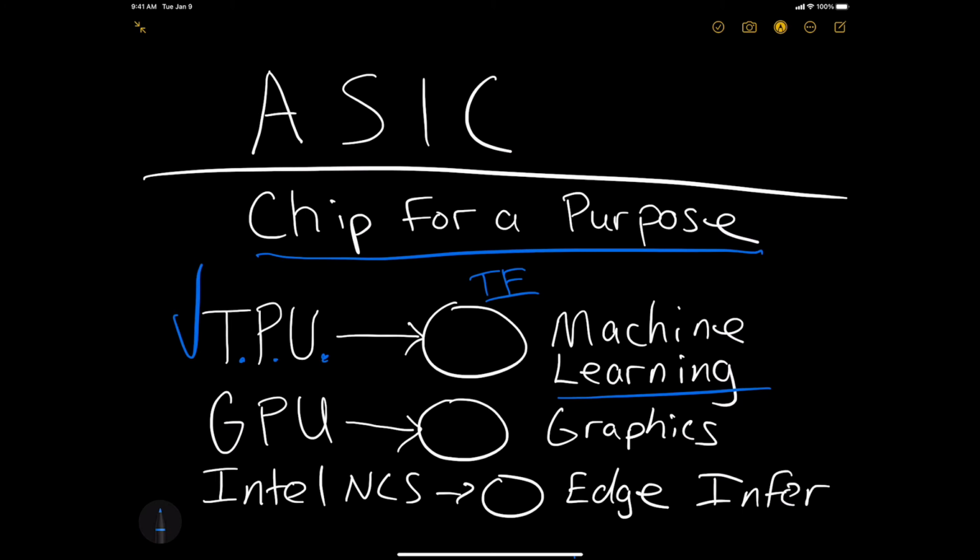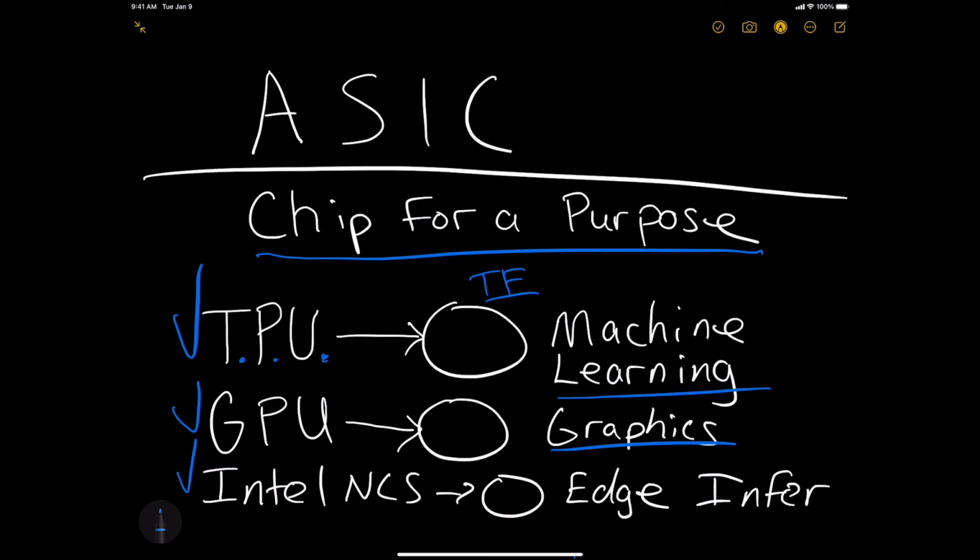Another example of an ASIC would be a GPU. So a GPU is designed specifically for graphics programming. One of the key differences with a GPU versus a CPU is that it's very dense and it has lots of different cores so that the graphics processing can be a very parallel operation. And so that's why it's a chip with a very specific purpose.